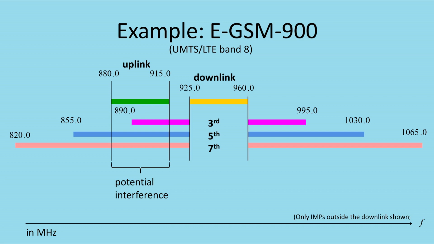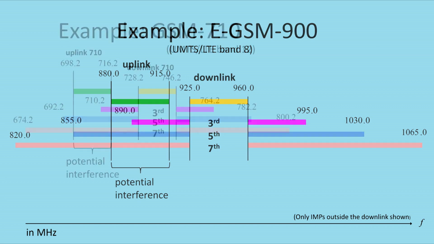It can be seen that the intermodulation products of the 5th and 7th order overlap the uplink band completely. Further, also a large portion of the 3rd order products overlap the uplink. There is a potential risk of interference in our receivers due to the intermodulation products originating from the transmitters in the downlink.